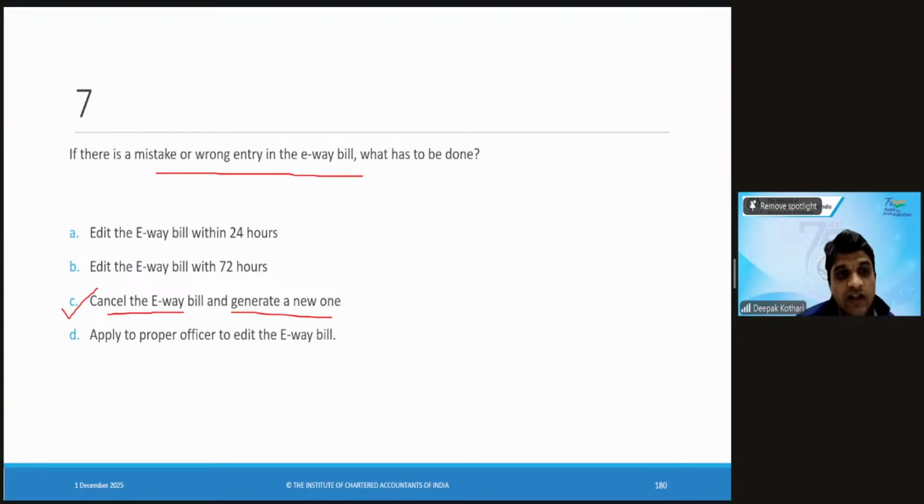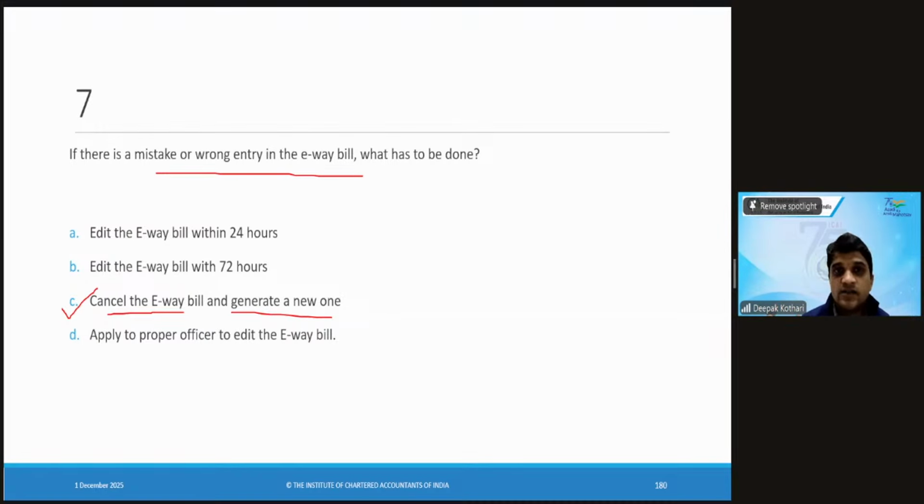But practically, if you see that I've raised an e-way bill and after some time I realize there's a mistake, you cannot cancel it. What do you do? You can't do anything, because once an e-way bill is generated, it is generated. There's no option to cancel it. Even if you write to the officer to edit, he will say, no, I do not have power because it is your e-way bill. You can only access it.